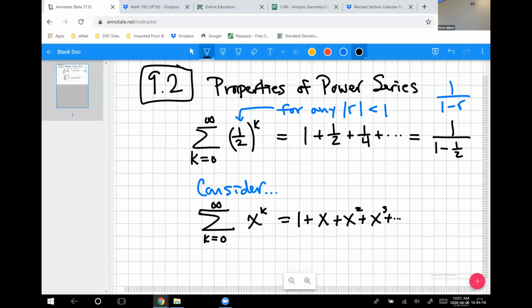And that means that if you plug in a value for x that is less than 1 in size, then you get a convergent geometric series, and it would converge to the formula above. So that means that this is going to be equal to 1 over 1 minus x when the absolute value of x is less than 1.